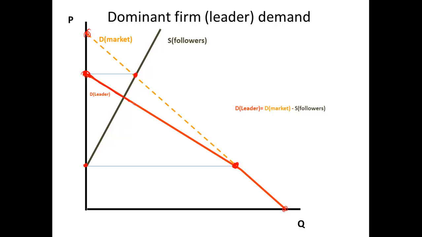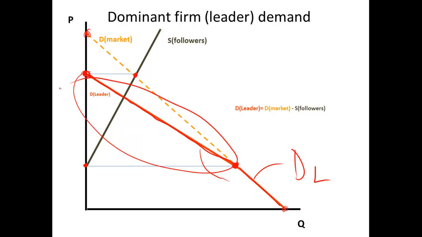So putting red on top of red, there you have it. Then there's a kink. But this stuff here, this and this, are the leader demand curve. The part that actually matters, though, since we're not going to try to be tricky, is this part above the kink. And so just summing up, the leader demand curve is market demand minus follower supply.